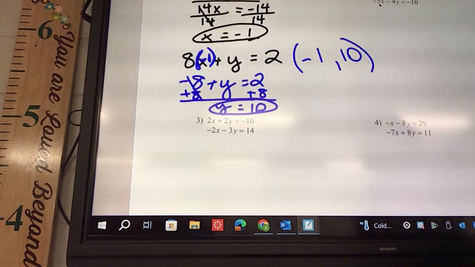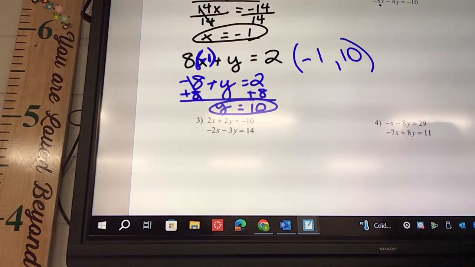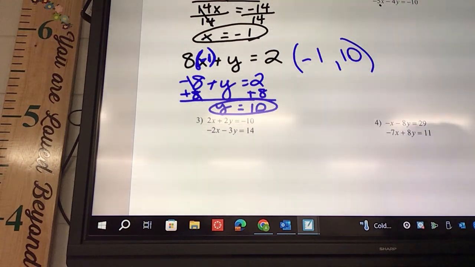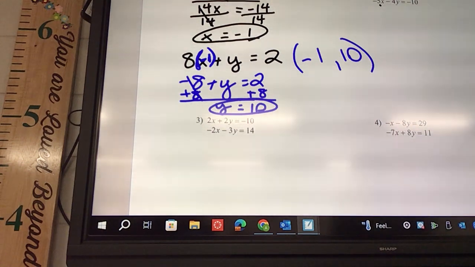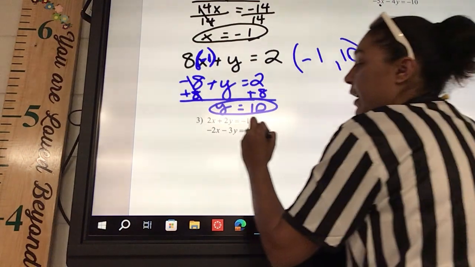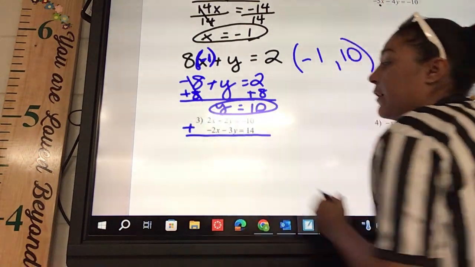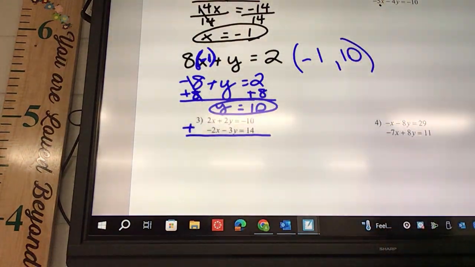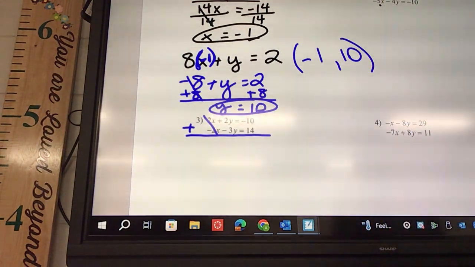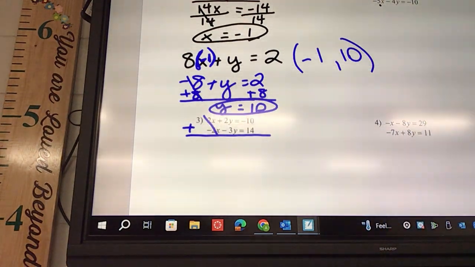Look at number 3. Which ones are going to cancel, the x's or the y's? The x's. Notice how they're both a 2. Do they have the same sign or opposite signs? Opposite. One is a +2 and one's a -2. So that means we're going to add the two equations together. So 2 plus a -2 is going to cancel. 2 plus a -3. So what's 2 plus -3?